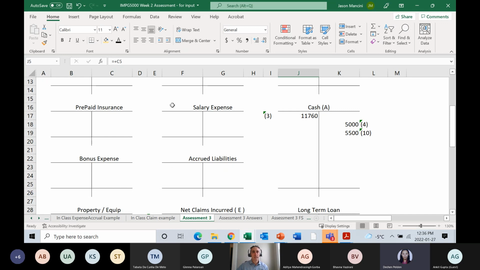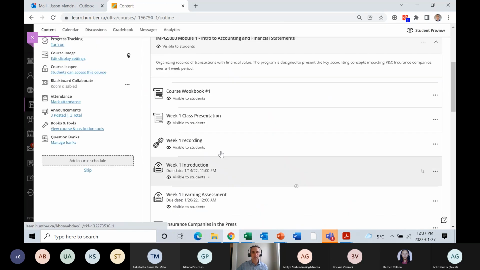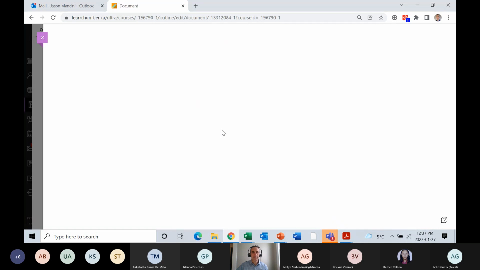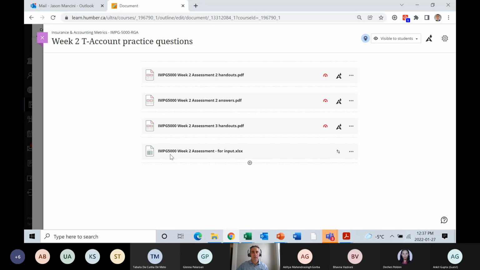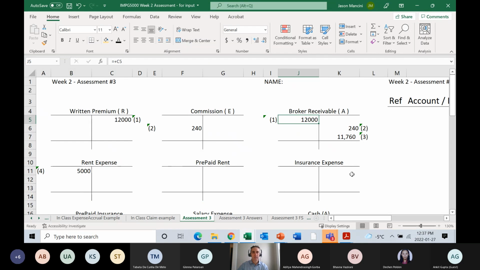So I think that is a good next step for the in-class example. Let me see what we have here for you already. Class 2 T account practice questions. What I'm going to do is add the worksheet I was just working through as an upload into this week 2 T account practice questions. It's the things I added to this Excel sheet, so you at least have this working file related to the discussion we just had, as well as my start of assessment number 3 practice questions from last week.